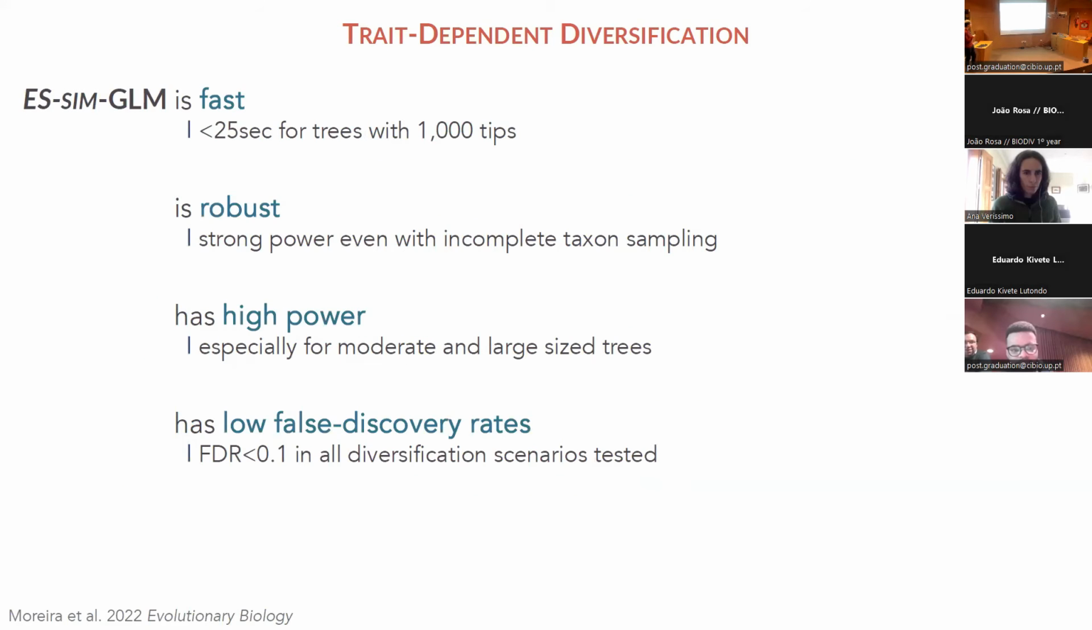Overall, we show that CSM-GLM has very important properties of tip correlation methods. It is fast, taking less than 25 seconds for trees with 1,000 tips. It is robust, with strong power even with incomplete taxon sampling. It has high power, especially for moderate and large-sized trees. And it also showed low false discovery rates.